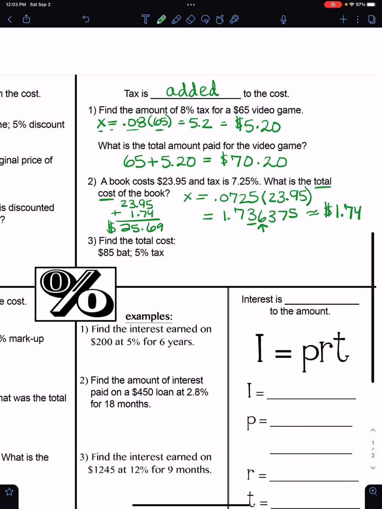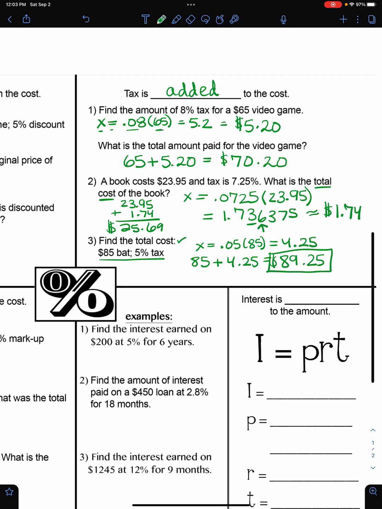And lastly, find the total cost of an $85 bat, and that has 5% tax. Again, like the previous problem, it's looking for the total cost, not just the tax. So I'm doing what is 5% of 85, and I can just put that in my calculator. 0.05 times 85 is $4.25, so that's how much tax. And then the total cost is going to be the $85 for the bat plus $4.25 for tax, for a total of $89.25 total that we would pay for the bat.